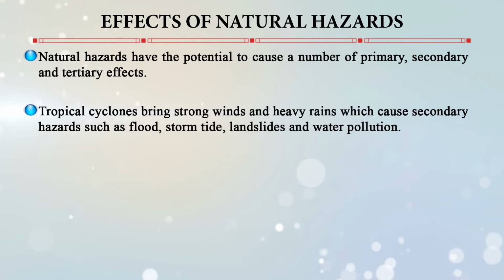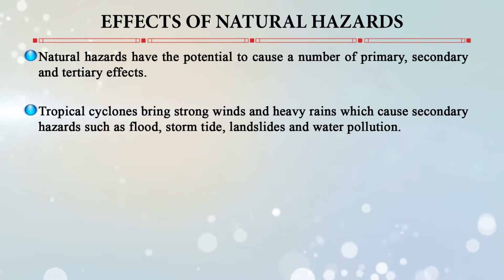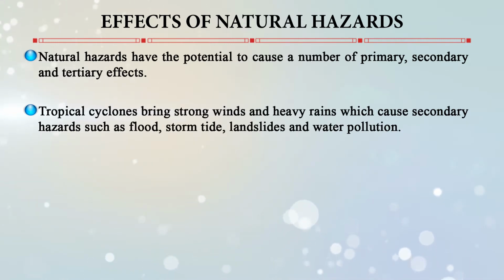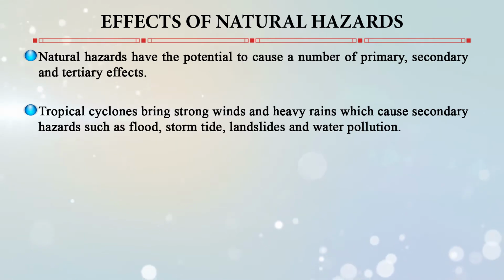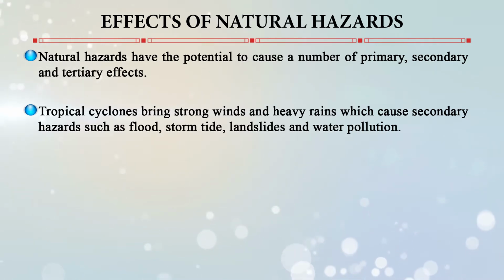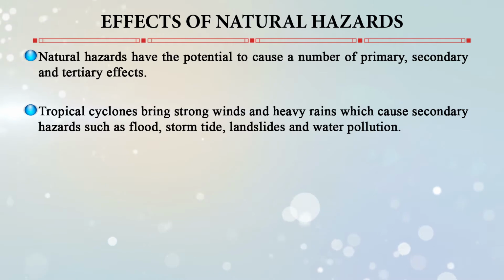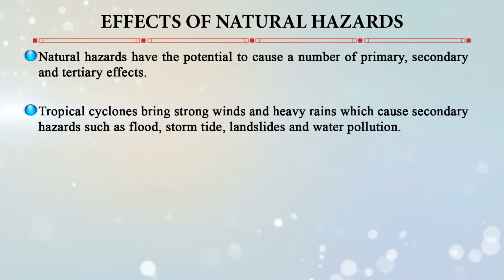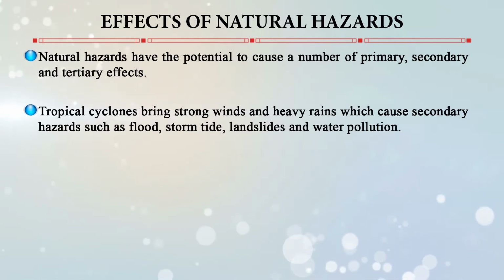Tropical cyclones, for example, can bring strong winds and heavy rains which cause secondary hazards such as flood, storm, landslides and also water pollution. So, cyclones can bring about all these problems.